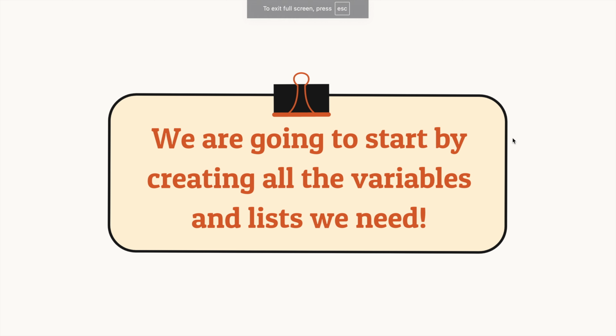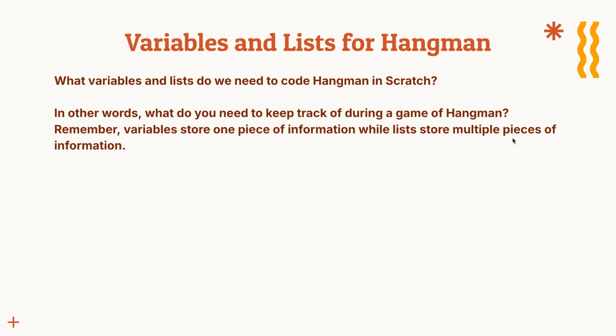So let's start off by creating all of the variables and lists that we need. So variables and lists for Hangman. What variables and lists do we need to code for Hangman in Scratch? In other words, what do we need to keep track of during a game of Hangman? Try and think about a game of Hangman in real life. What are the things you need to keep track of on the whiteboard when you're drawing out all of the Hangman stuff, like the dashes, etc.? What do you need to keep track of?